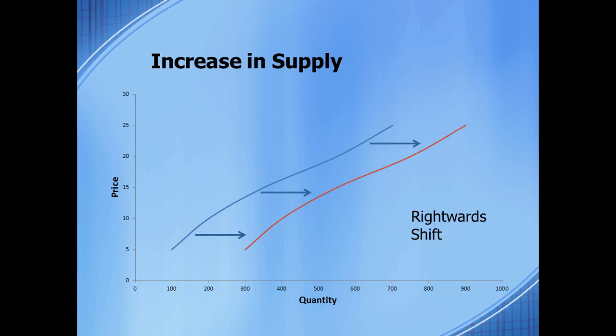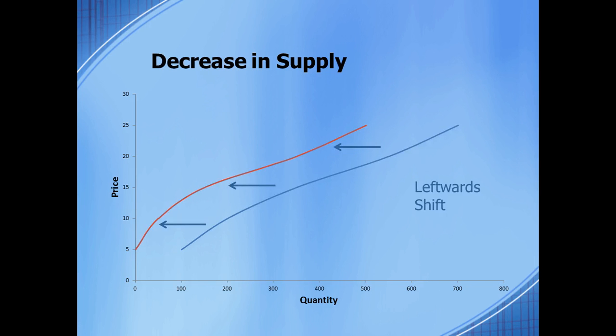So for example, here we have an increase in supply. An increase, if you remember, moves to the right, as with the demand curve. The shift is rightwards, and you can see the blue curve is the original, and we have the red curve afterwards. Likewise, if there's a decrease in supply, it's a leftward shift.